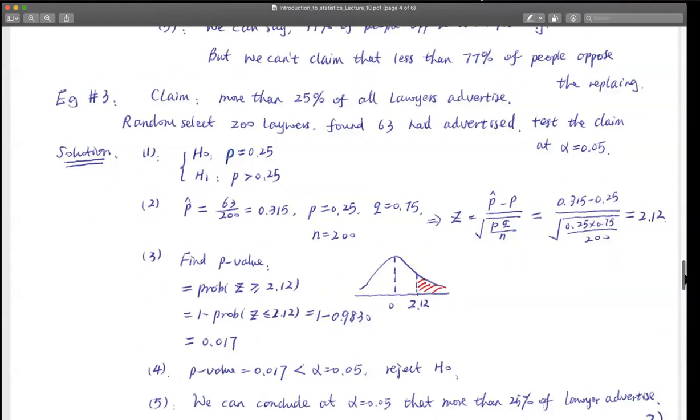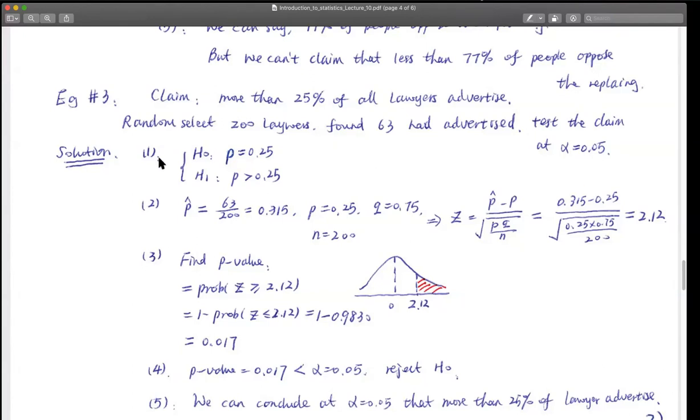Similar. So the claim is more than 25% of all lawyers do advertisement, right? So they want to see, is that true or false? More than 25%, right? So we randomly select 200 lawyers, find out 63 of them have done advertisement, right? We want to test this claim at alpha equal to 5%, right? Remember, most of the time we talk about the confidence 90%, 95%, 99%. Corresponding alpha is either 10%, 5%, or 1%, right?